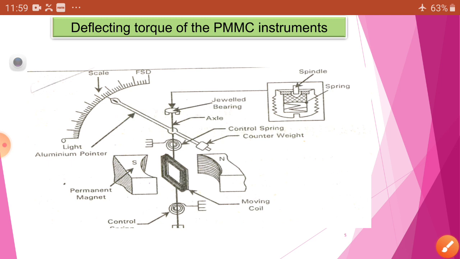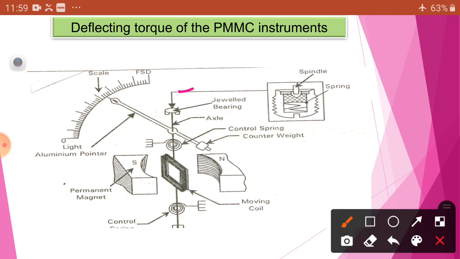Now, what else is needed? The jewel bearings, which are frictionless bearings, and the pointer, which is a light aluminum pointer, and the control springs, jewel bearings, spindle, everything is well. So this is the jewel bearing arrangement inside. We have seen all this in the last class.